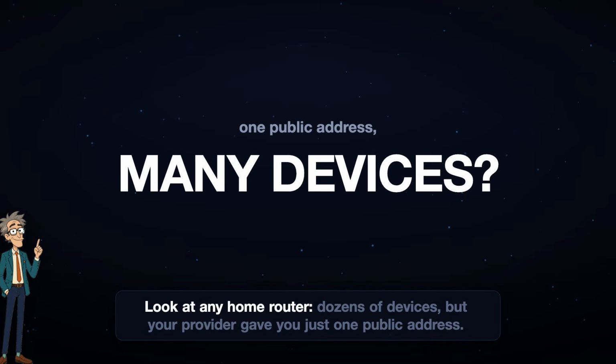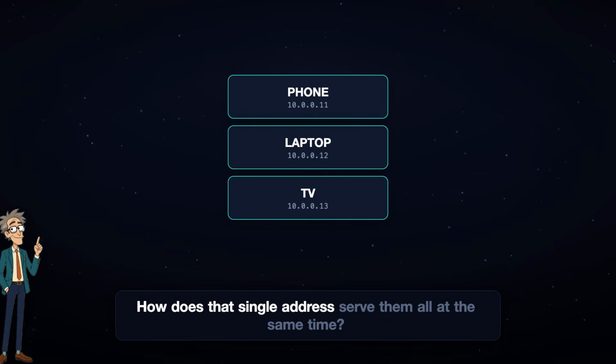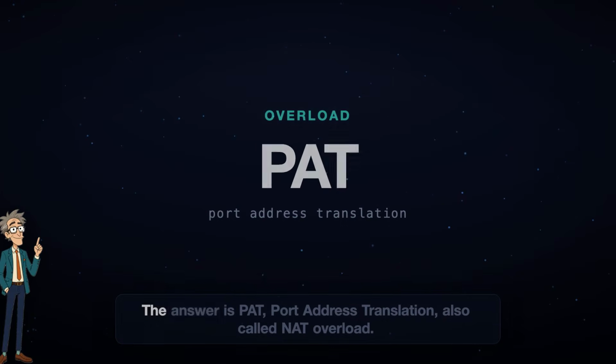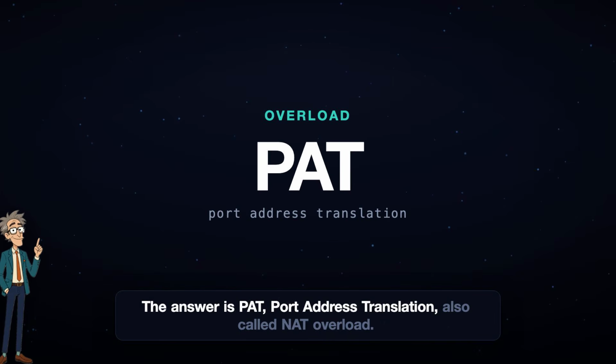Look at any home router: dozens of devices, but your provider gave you just one public address. How does that single address serve them all at the same time? The answer is PAT, port address translation, also called NAT overload.